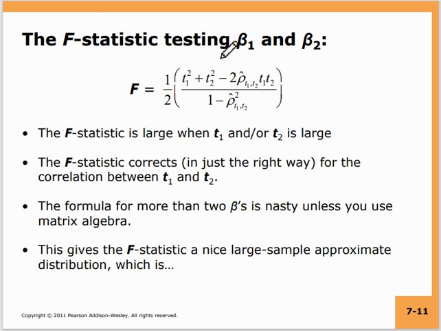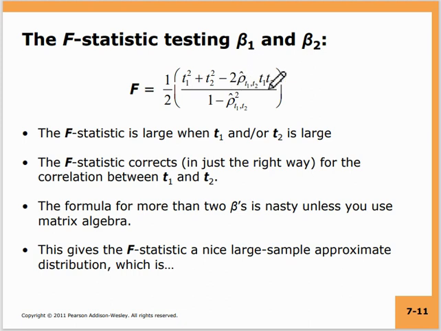So the F statistic is stated as this. The F statistic is large when either T1 is large or T2 is large, and when the correlation between T1 and T2 is small. So these are both additive numbers, and this subtracts from that.